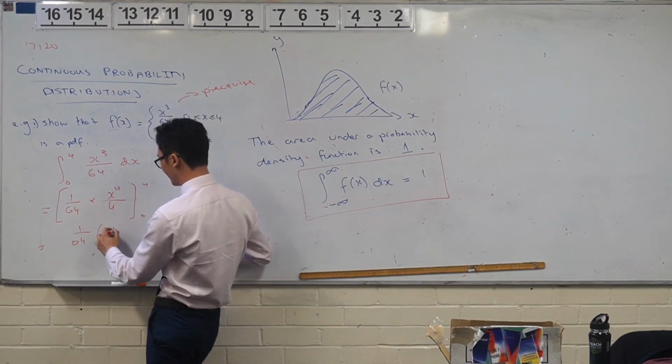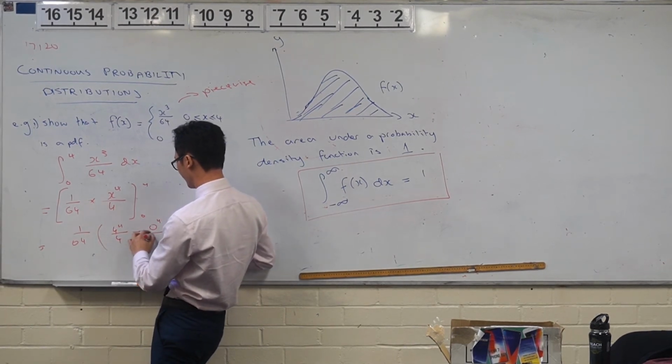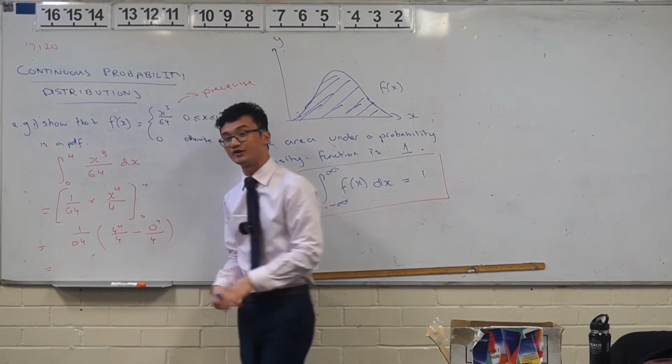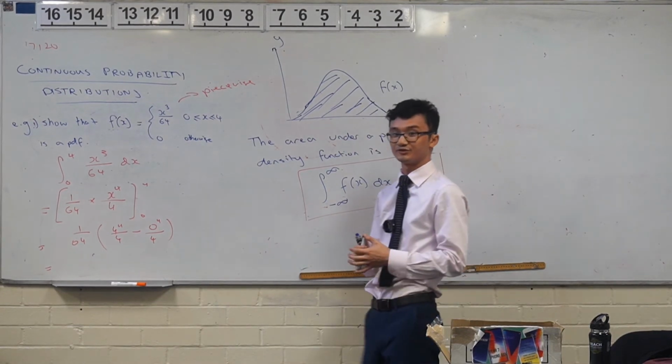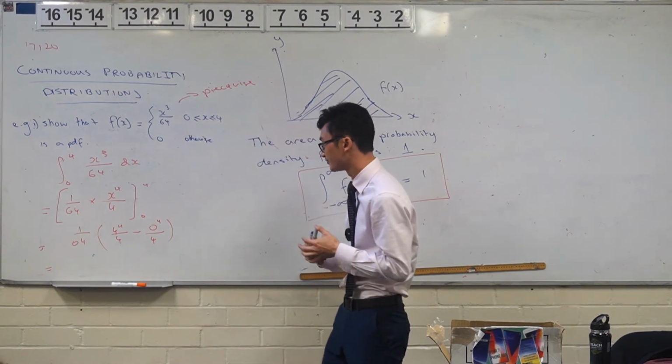So we get 4 to the power 4 on 4 minus 0 to the power 4 on 4. And I always still write it out, even if it's 0, because particularly in trig examples, exponentials and things like that, you often get it not being equal to 0. So that's something to make a note of.